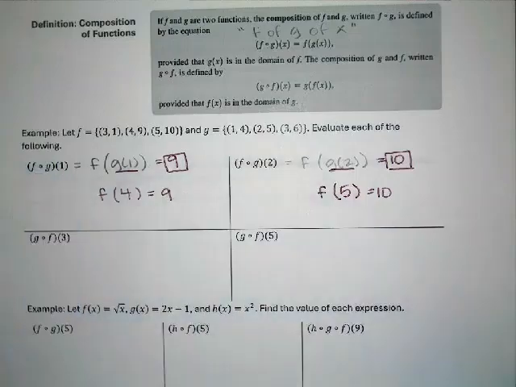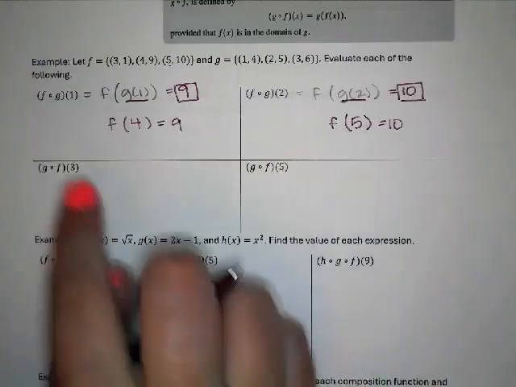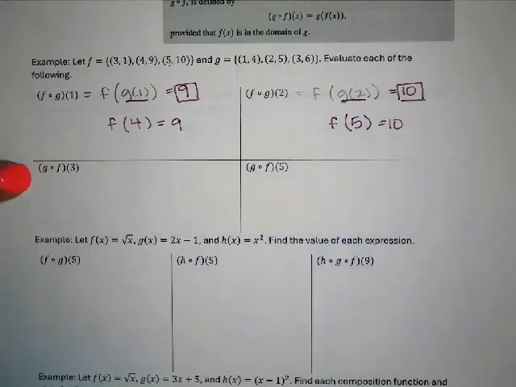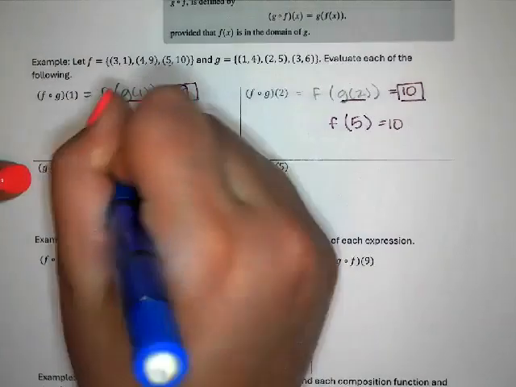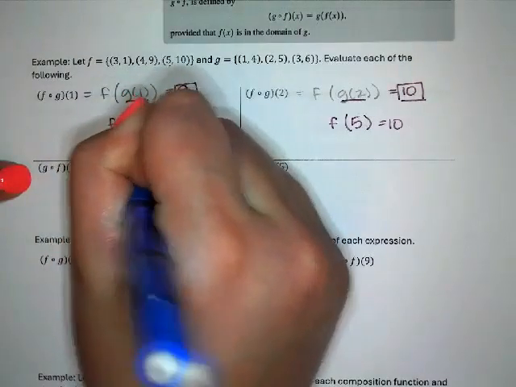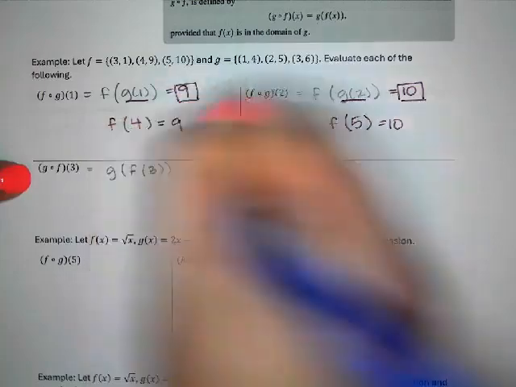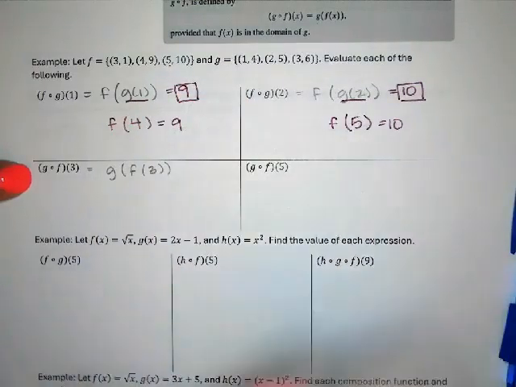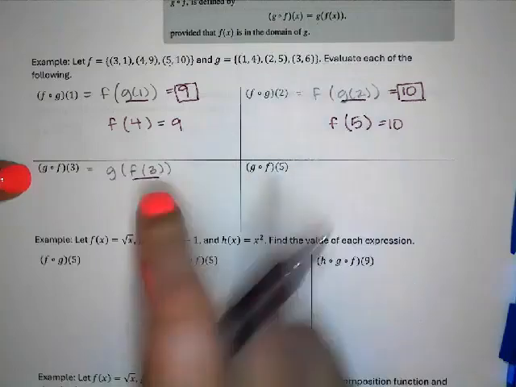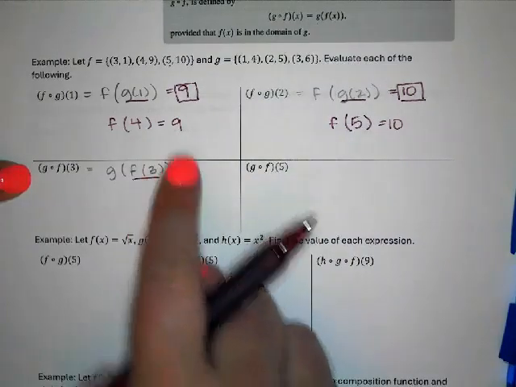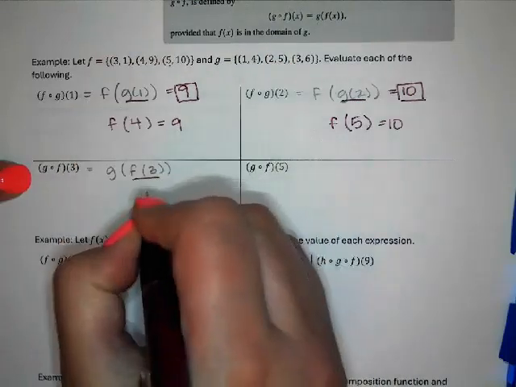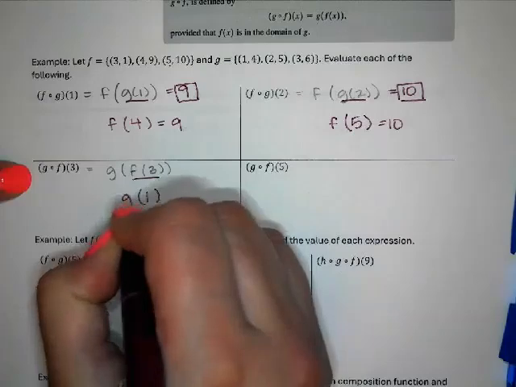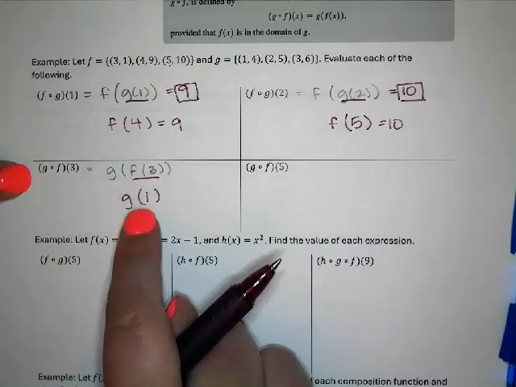All right, g of f of 3 says start by plugging 3 into f. So if we look at an x value of 3, the output is 1. And then take that and let it be the input into g. So that's the x in g, and the output here would be 4.